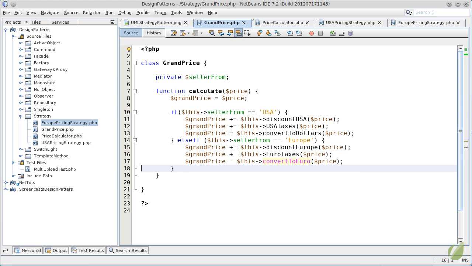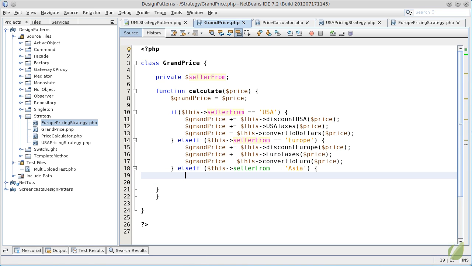And the logic does not have to stop here. What if we are also operating in the Asian market? So, if our seller is from Asia, then we will have to do the same methods again and again and again for that specific area.